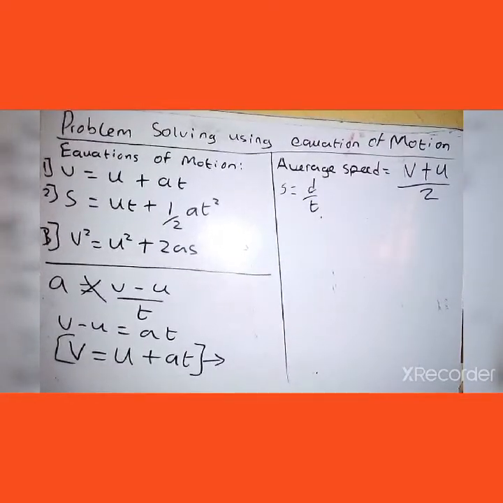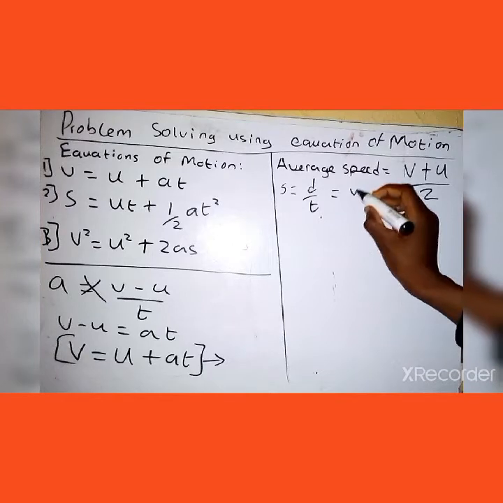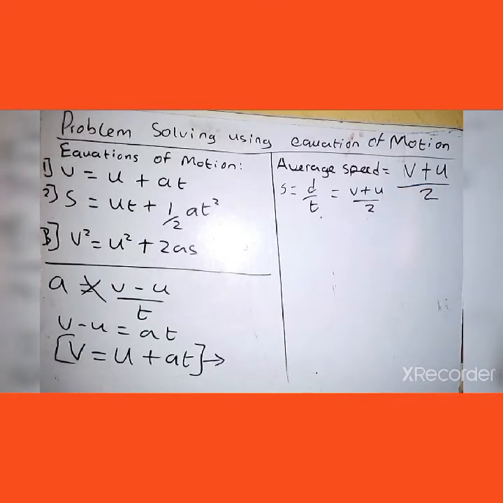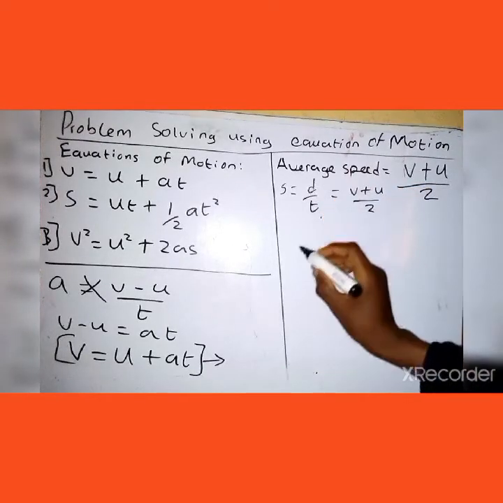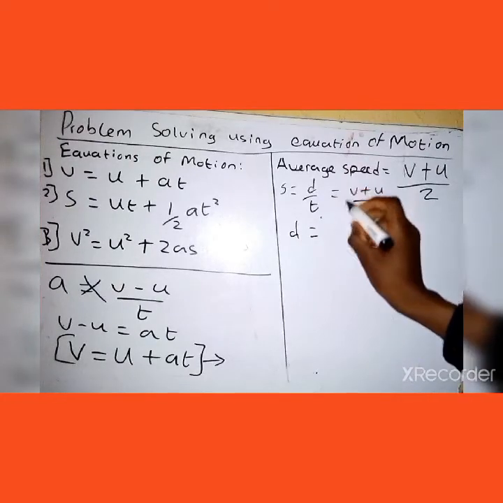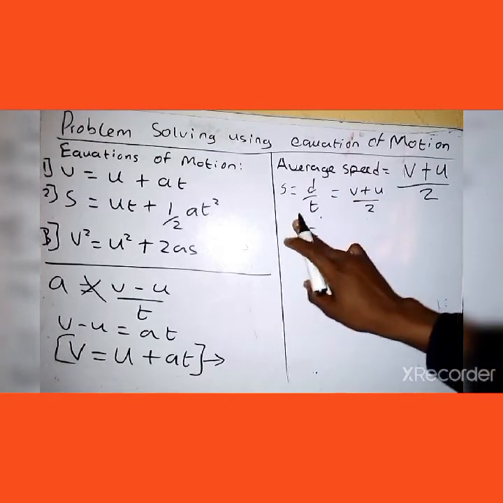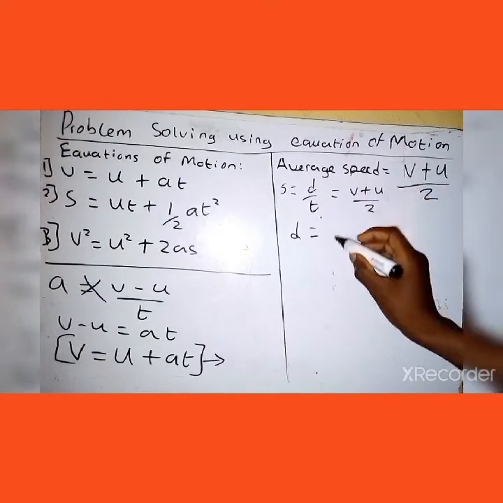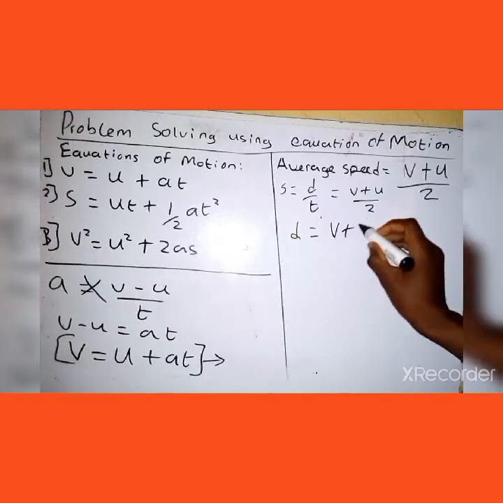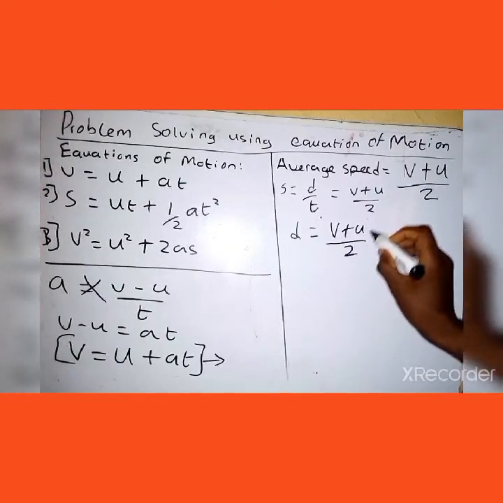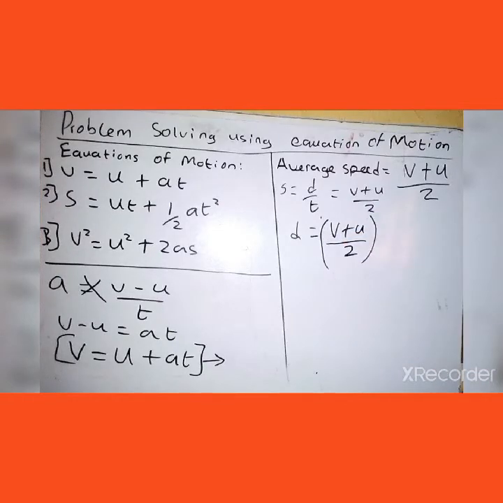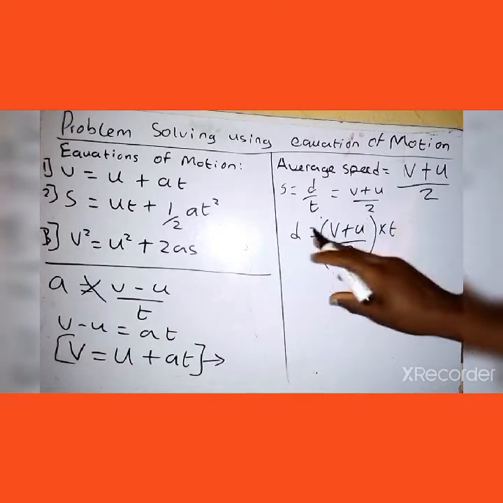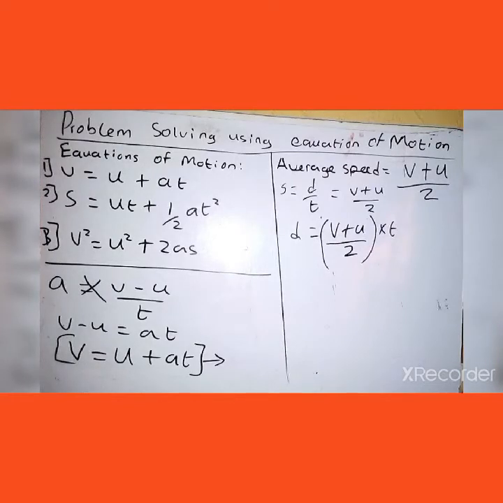So the last equation of motion, we can also get it from this average speed. Speed is d over t, so we equate it to this d over t, which is equal to v plus u over 2, which is average speed. So now this t, we bring it down. No, let's just make d the subject of the formula here. So d will be v plus u over 2, times t.